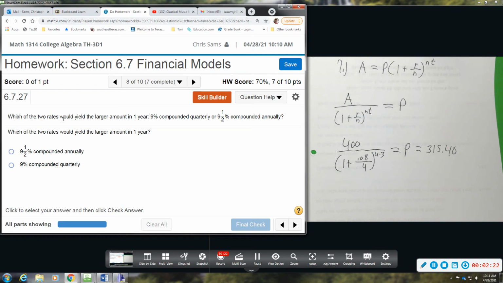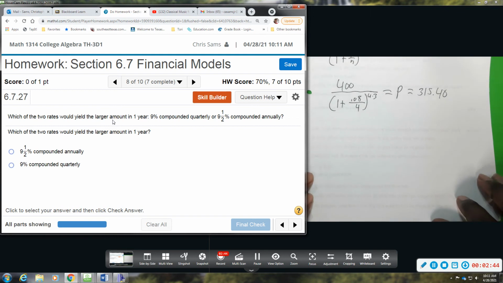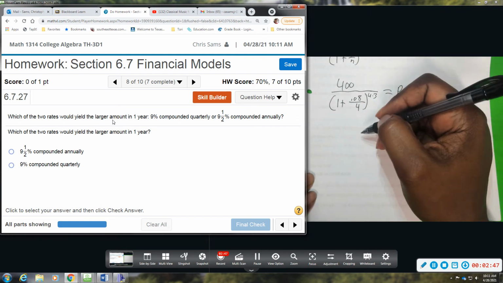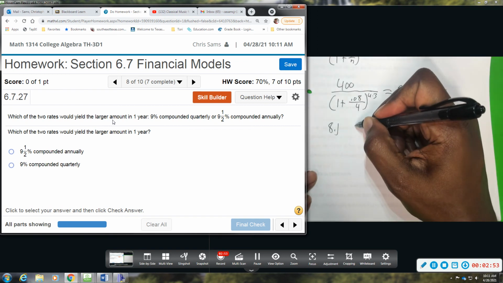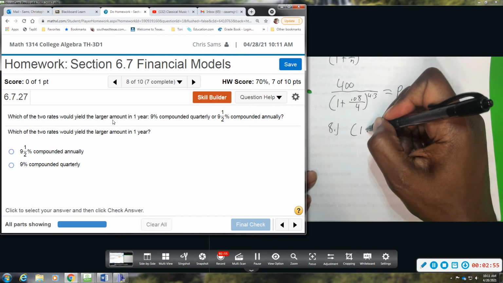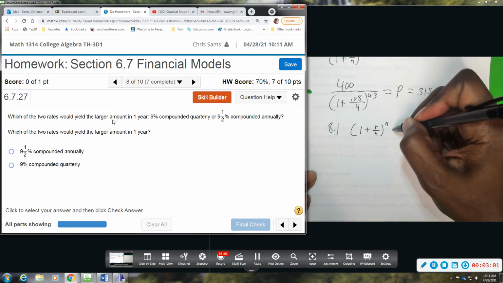Okay, so number 8, we want to know which of the following 2 rates would yield a larger amount in 1 year: 9% compounded quarterly, or 9.5% compounded annually. So yield, I believe we want to use the effective interest rate formula, which is 1 plus R divided by N to the nth power minus 1.